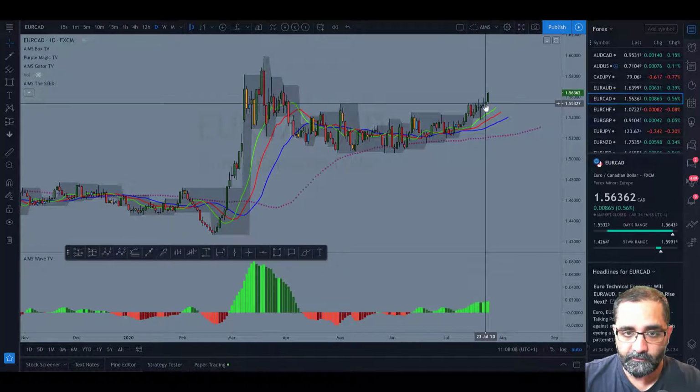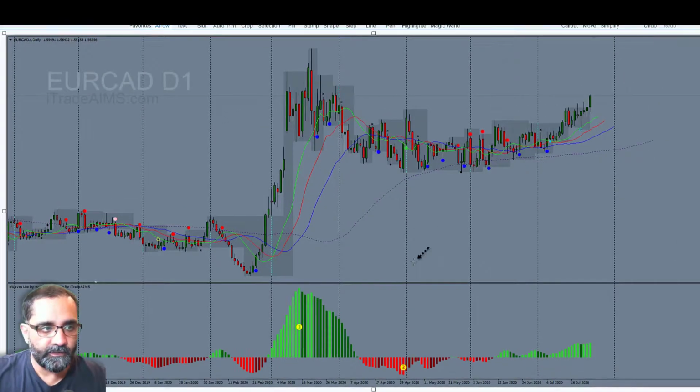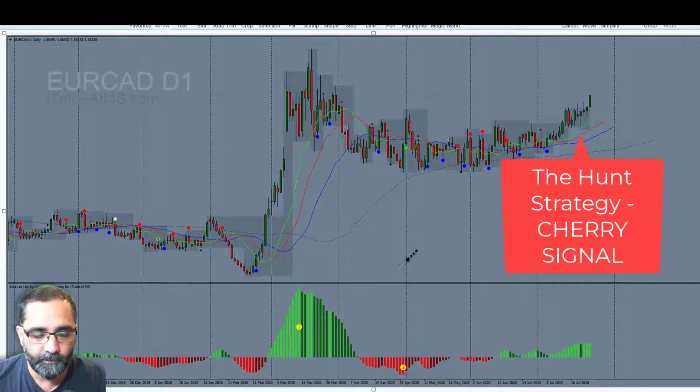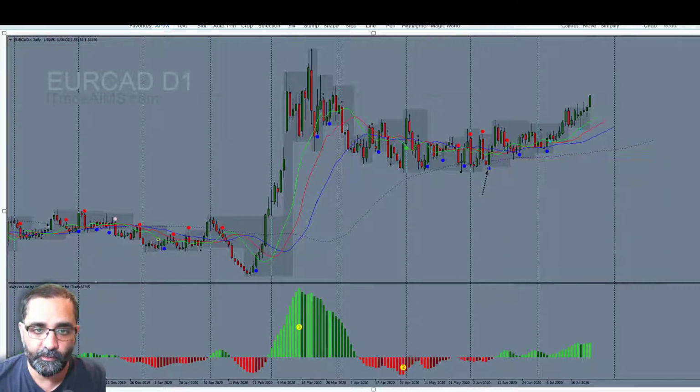Let me bring the picture from MT4. Right, so this is the Euro Cad chart on the MT4 platform. What we see, these dots are the AIMS entry alert, used for the setup 1. They're not available on the TradingView, but they play a pretty good part in my trading, and you can actually develop a strategy based on entering based on this as well. But we use it as an alert that there's a potential setup 1 forming. This would be a potential setup 1, and your entry would be here.